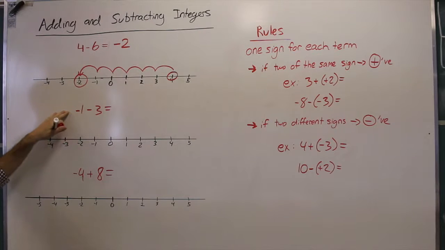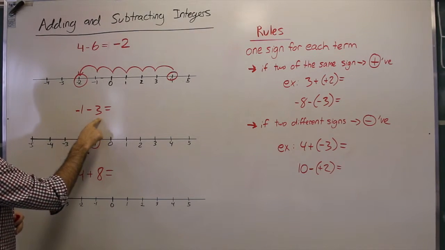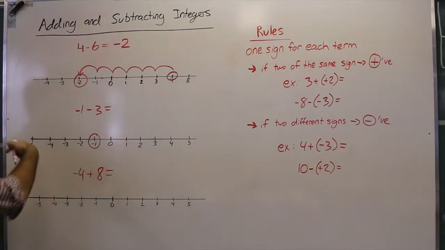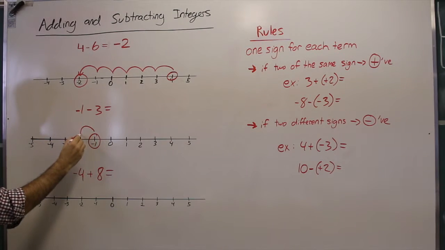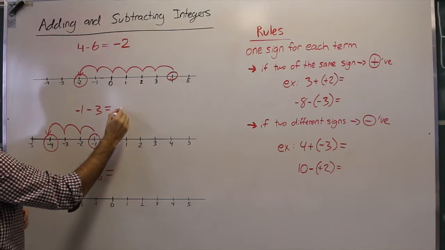Let's look at this one. Negative 1 minus 3. We're at negative 1, and we're going negative 3 more. So again, we're going back to the left 3 places. 1, 2, 3. So we arrive at negative 4.